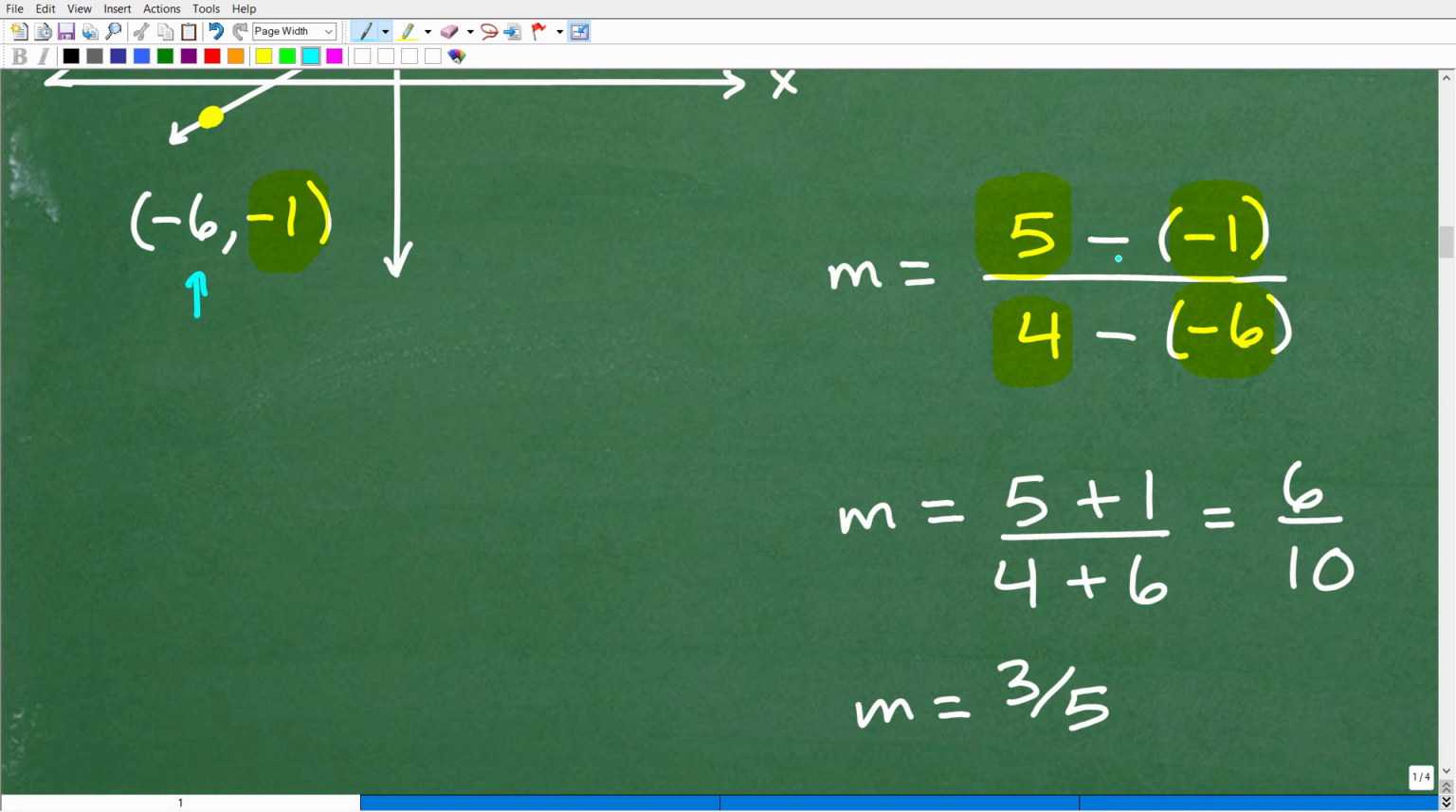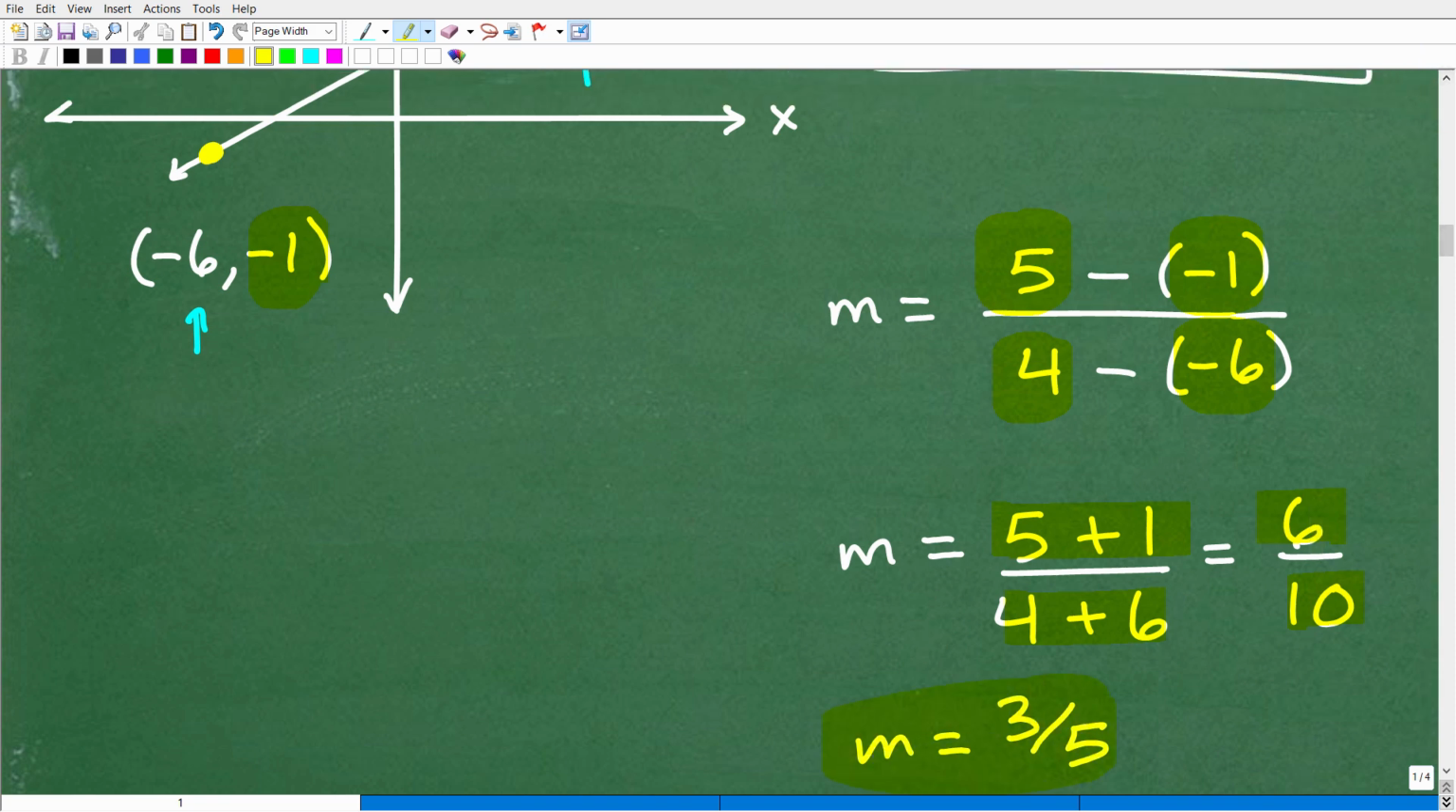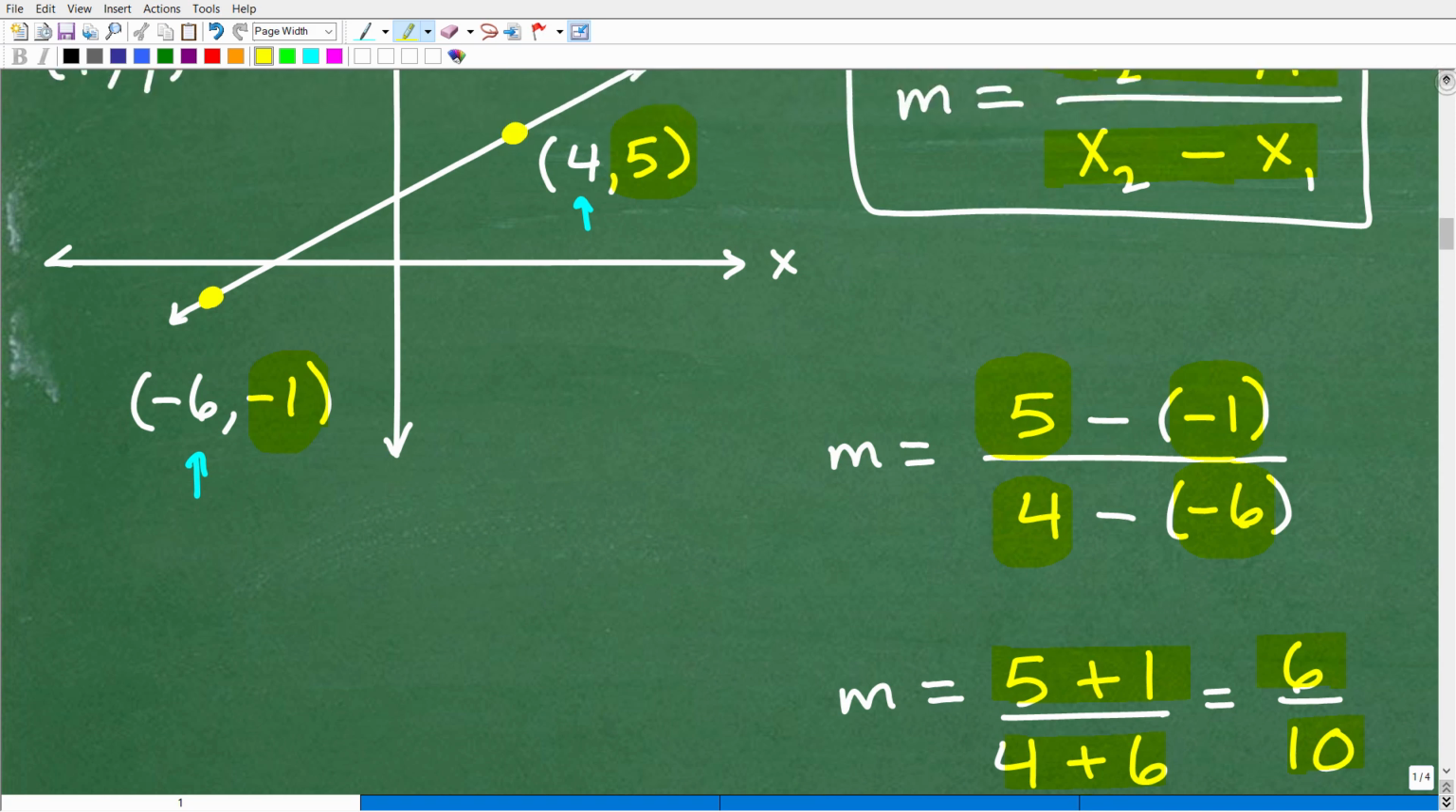So 5 minus minus 1 is going to be 5 plus 1. You've got to know your positive and negative numbers for sure if you're dealing with the slope. And then 4 minus a minus 6 is going to be 4 plus 6. So this would be 6 over 10, or if we reduce that fraction, 3/5. So the slope of that line is a positive 3/5.